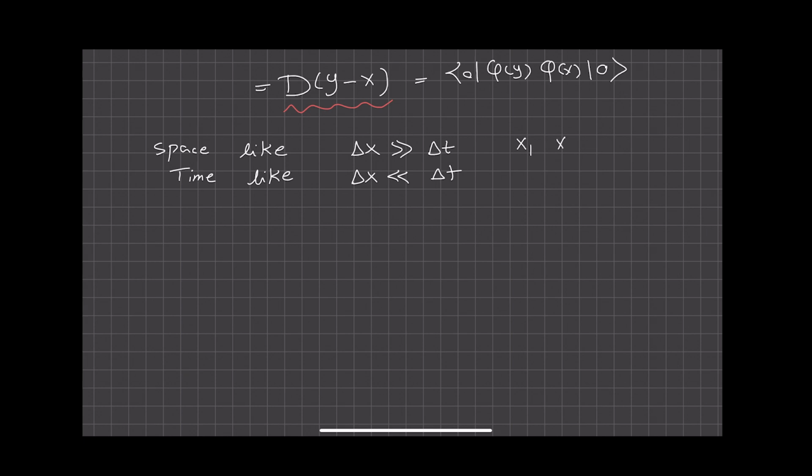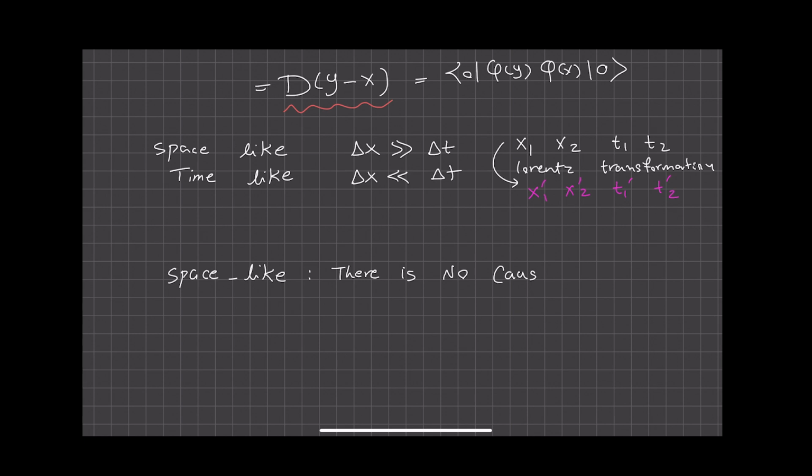We're always going to have some events at points x1 and x2 and times t1 and t2, and we can have some Lorentz transformation to take them to x1 prime, x2 prime, t1 prime, and t2 prime. If you have two events at space-like points of spacetime, there is no causal connection. I mean, they cannot logically be connected by causality. One of them cannot trigger the other one.